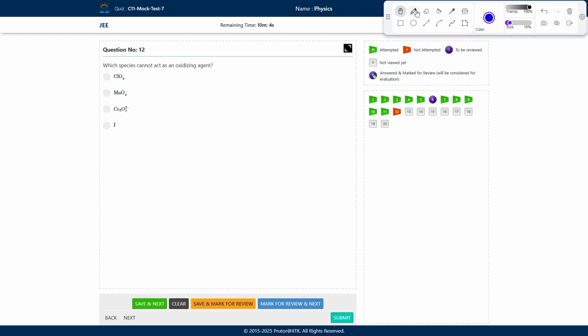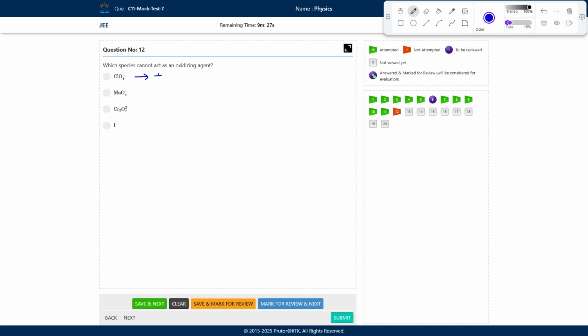Next is, which species cannot act as an oxidizing agent? It should act as an oxidizing agent only if it will get reduced. For that, what is the criteria for oxidation number? So if it is getting reduced, that means its oxidation number has to go to a lower state. But if an element is already present in its lowest state, then it cannot go down further.